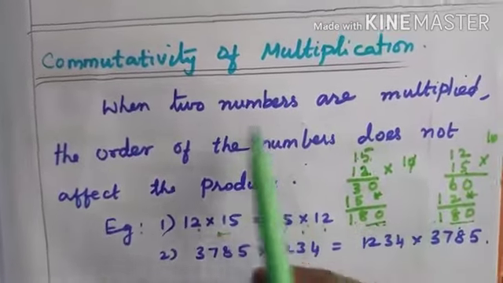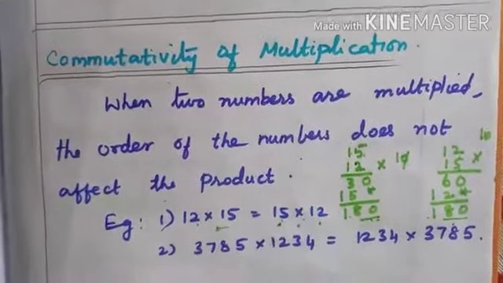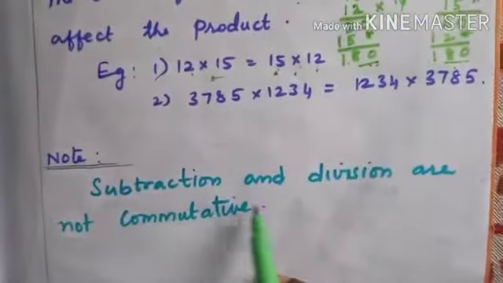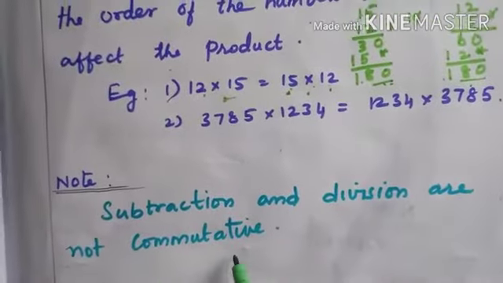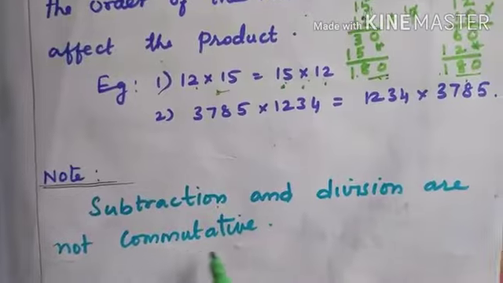Therefore, this property is called commutativity of multiplication. Note, subtraction and division are not commutative.